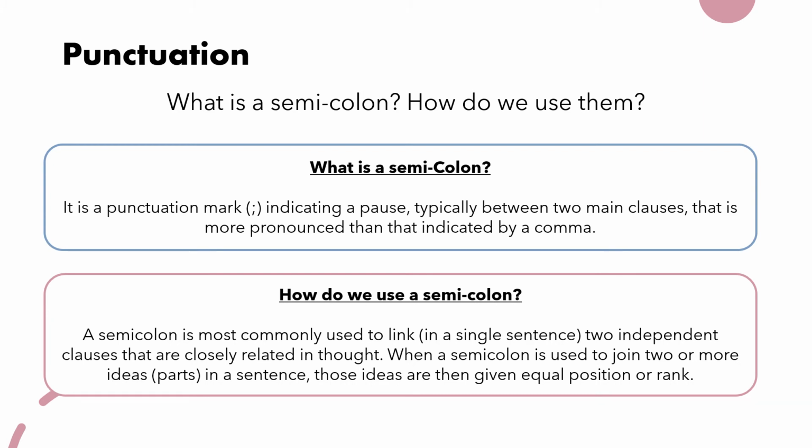A semicolon is most commonly used to link, in a single sentence, 2 independent clauses or 2 independent ideas that are closely related in thought. When a semicolon is used to join 2 or more ideas in a sentence, those ideas are given equal position or rank. So it's about joining together 2 different ideas that are quite closely related, and the semicolon allows us to link those ideas together.